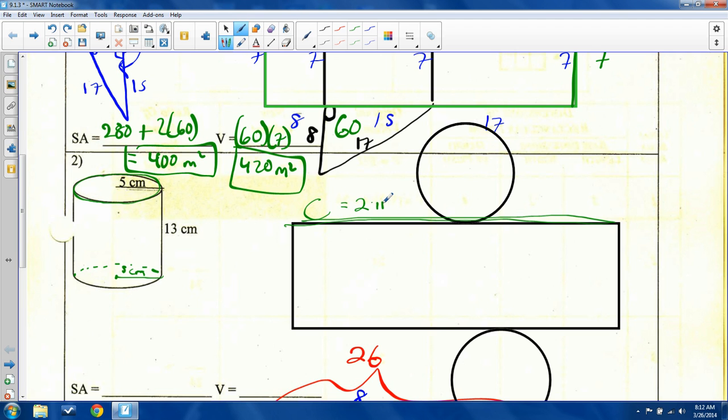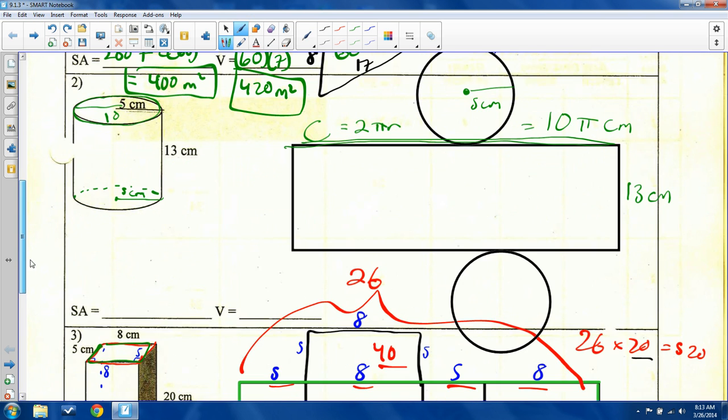Circumference is 2 pi r, or diameter times pi. We have the radius as 5. So the diameter is 10. So your circumference is 10 pi centimeters, by the way. Okay? This length is 10 times pi, and I don't want to round that number. Let's leave it in terms of pi if we can bear it. This is 13 centimeters. This is your height, still the same thing. And we already know this is 5.